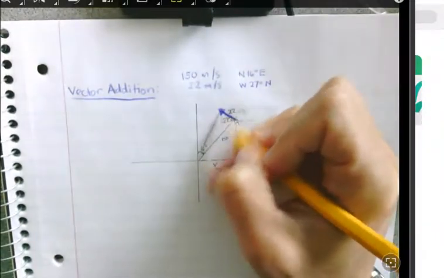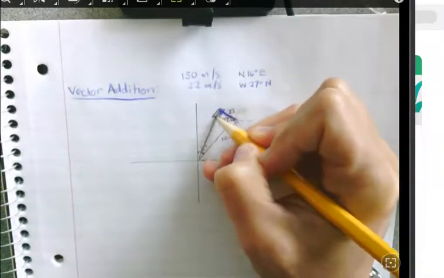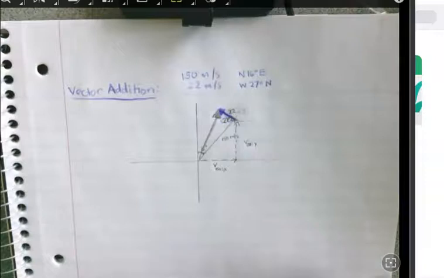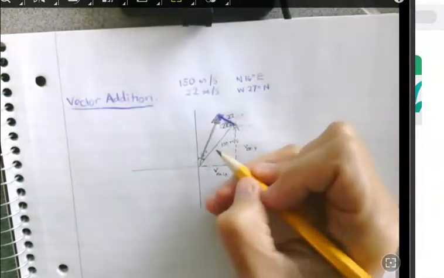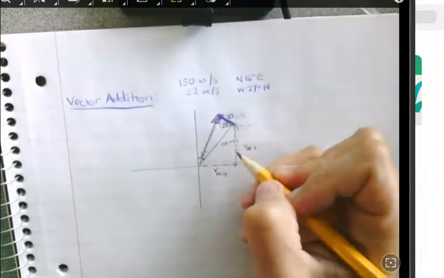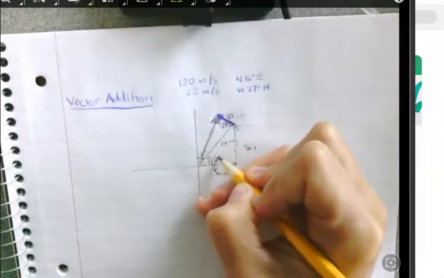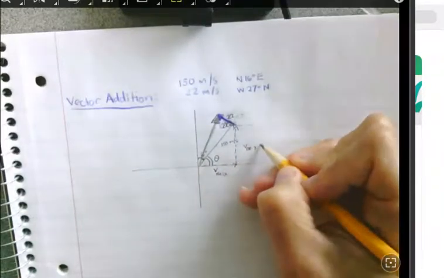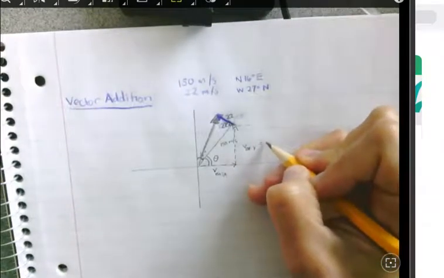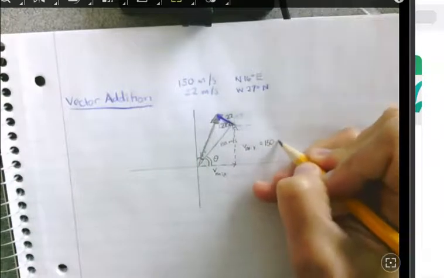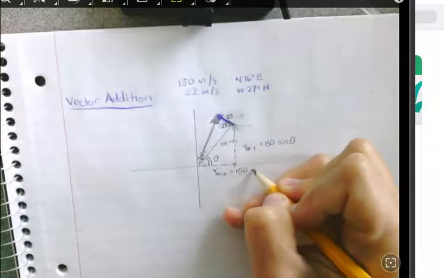Your resultant velocity is here. This is where you're going to be going. That's the vector sum. Break each vector into components. Write it in bracket form. Each one of these has a magnitude. Its magnitude is 150. Each one has a reference angle. We'll call that theta. This side is opposite. Sine is opposite over hypotenuse. That makes this one 150 sine theta, and this one 150 cosine theta.